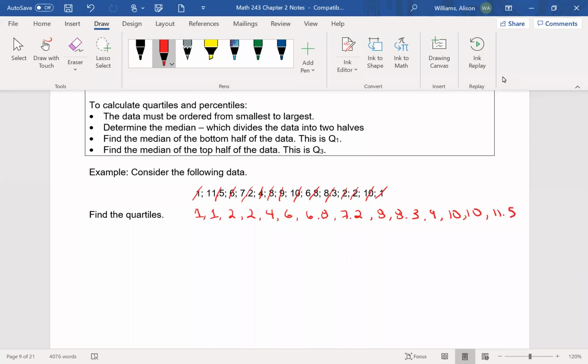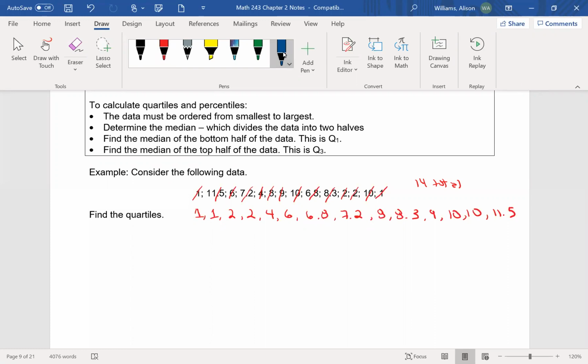And let's see, we have 1, 2, 3, 4, 5, 6, 7, 8, 9, 10, 11, 12, 13, 14. Oh, sorry, 14 pieces of data. Wow. Okay, so 14 total. Write that down. Halfway is going to be, since it's an even number, between two values. So let's find the halfway point.